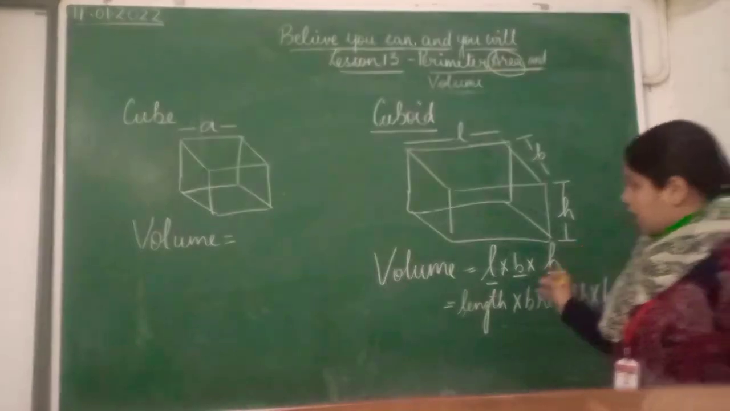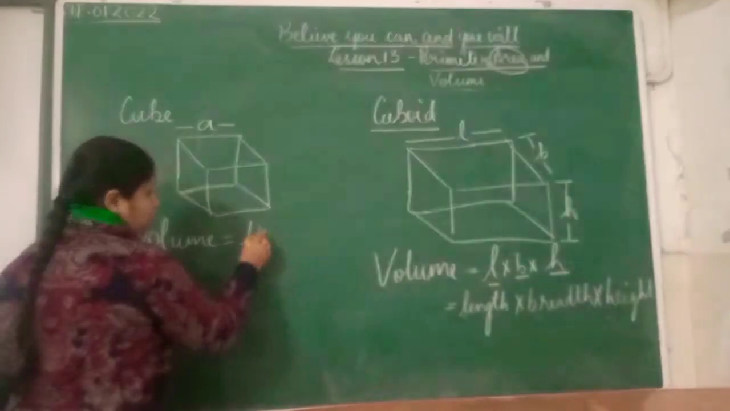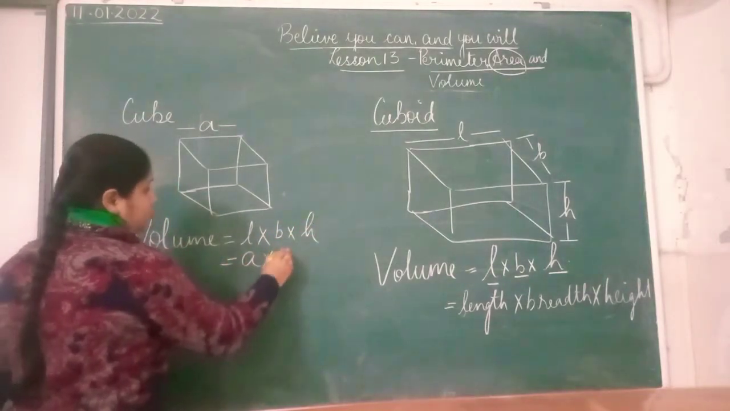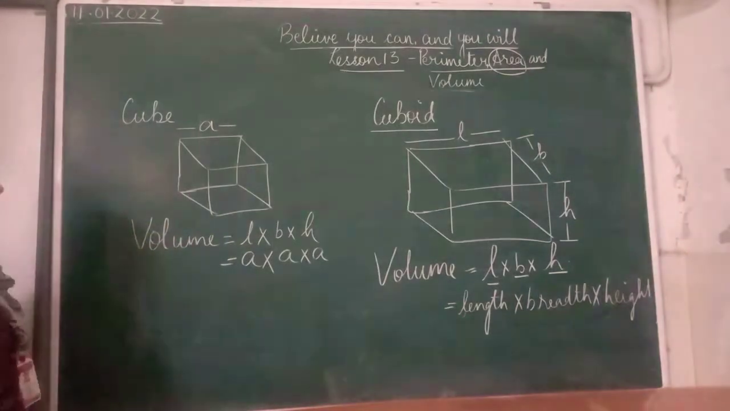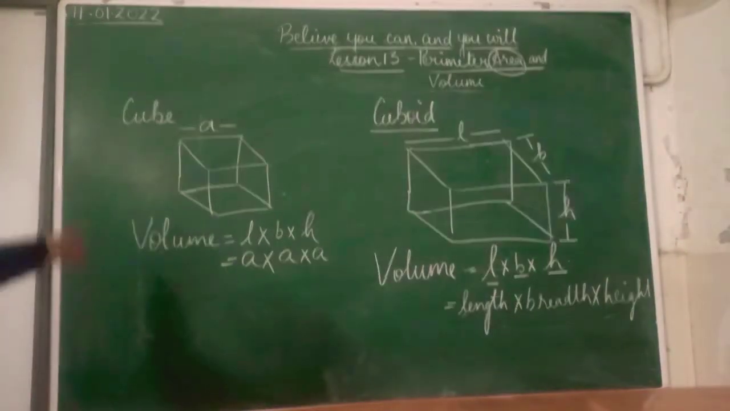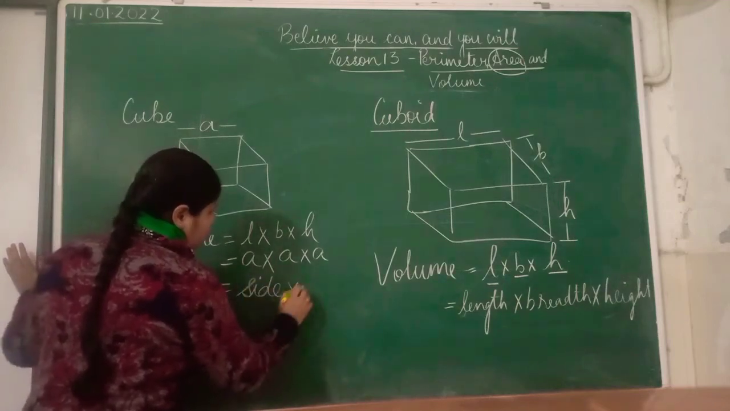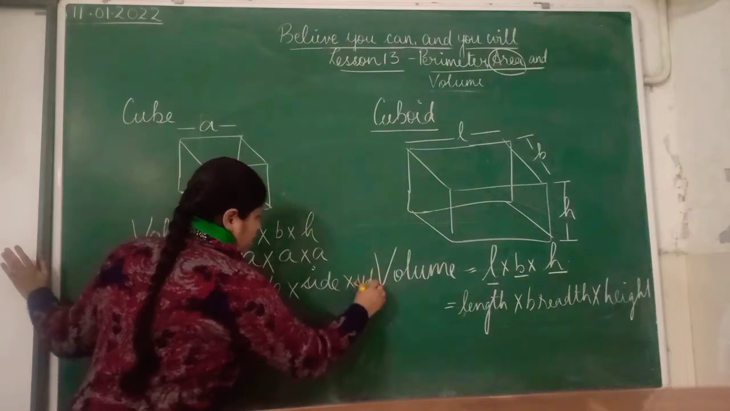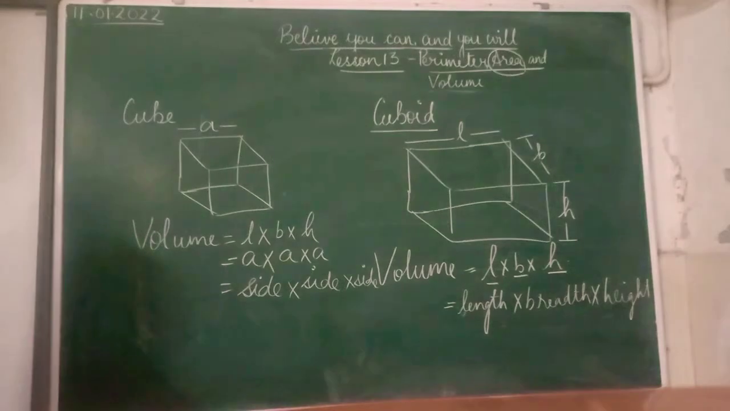Okay? And hence the same formula can be written here also, but here all the sides are equal. So A into A into A. So the volume of cube is side into side into side. And volume of cuboid is length into breadth into height.